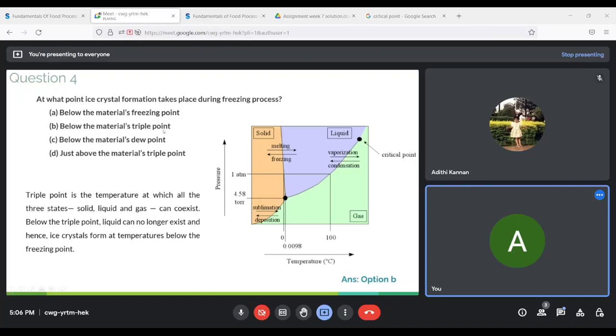As for the dew point, we discussed it in the humidity chapter. The dew point is the temperature at which your water vapor will start condensing into liquid. So that is involved in the humidification process and not in the freezing process. That is how dew point is different from freezing and triple point. The answer to this question is option B.